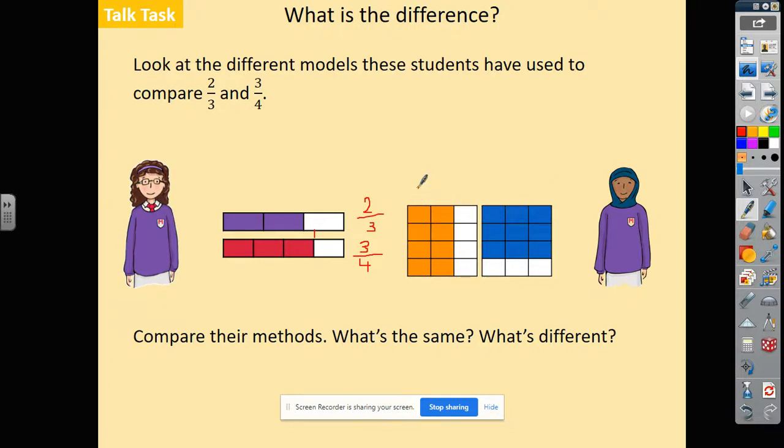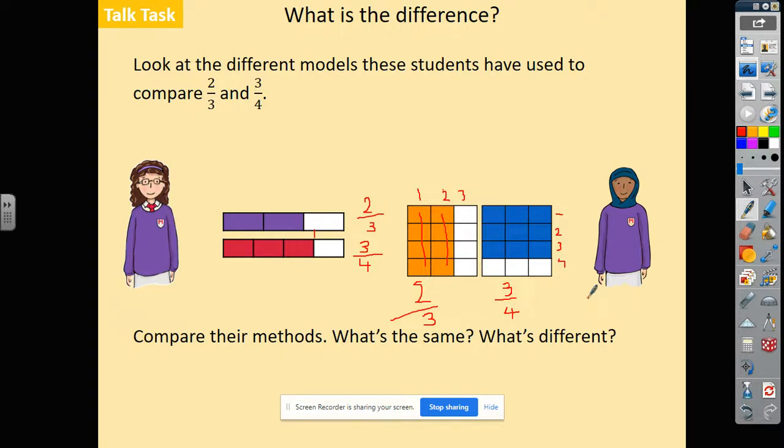So we can still see that we've split the shape here into 1, 2, 3 parts going down, so that would be 2/3. Still 2/3. And this one here, we can see we've split it into 1, 2, 3, 4 going across this time. And we've highlighted 3 of those. So that is still 3/4.